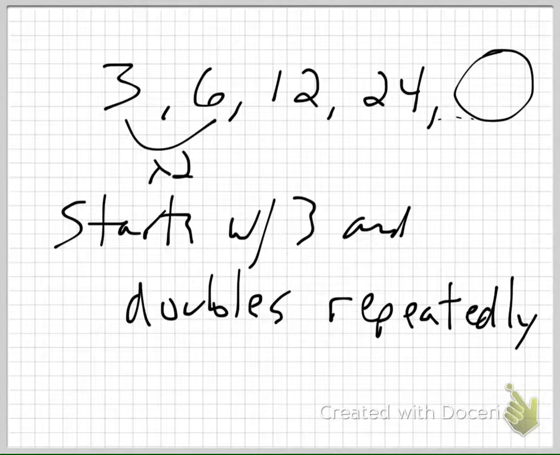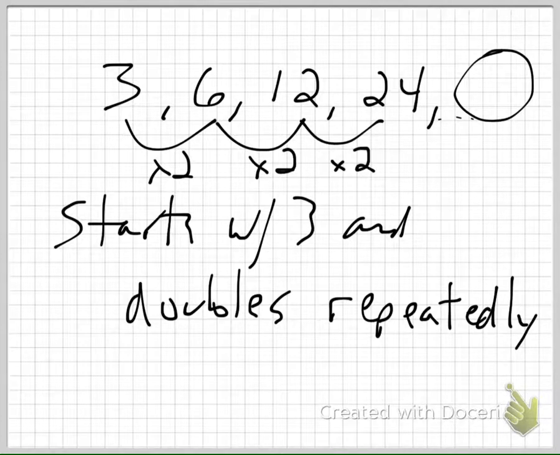3 times 2, is that 6? Is 6 times 2 12? Yes. Is 12 times 2 24? Yes. We have a pattern. So then what's the next number then? 48. 48 is the answer. Does that make sense? Here's something else. This gets a little bit weird.